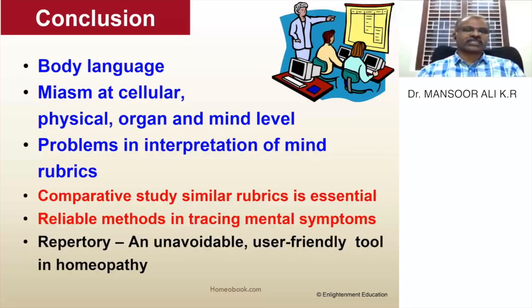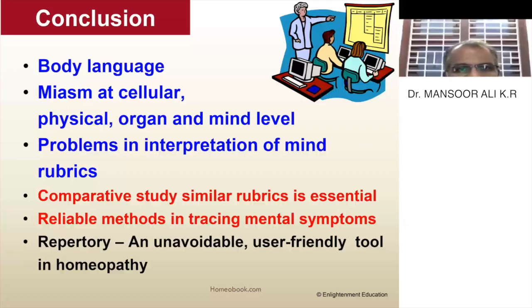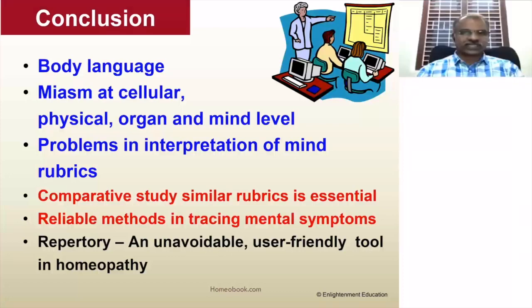So far we have discussed the body language, miasm at the cellular, physical, organ and mind level, and the problems in the interpretation of the mind rubrics and how we can overcome those problems. Then the comparative study of the similar rubrics, why it is essential, and what are the reliable methods of tracing the mental symptoms. And finally, repertory, that's an unavoidable, user-friendly tool in homeopathy.